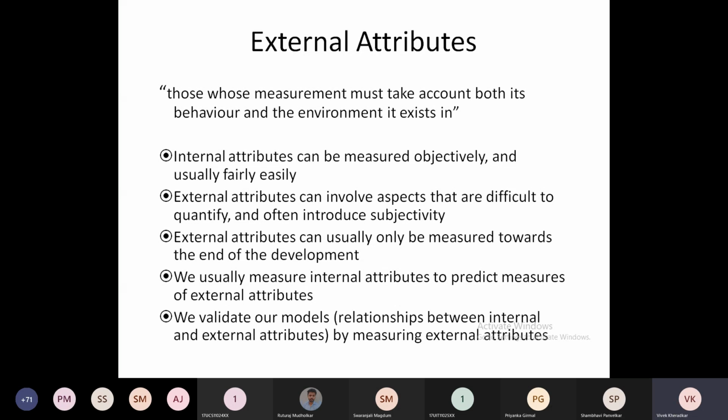So that is our aim while measuring the external attribute. We have to measure the internal attributes and predict which internal attributes we can use to measure the external attribute. We have to first measure the internal attributes and find out which are the internal attributes by which we can identify the external attribute. In this way we can measure the external attribute.